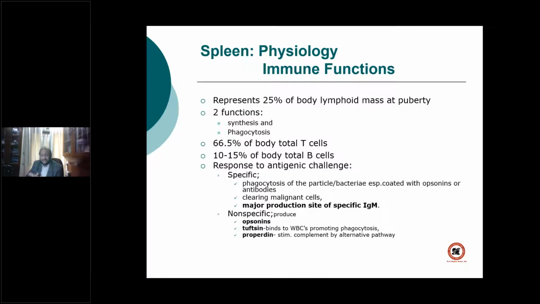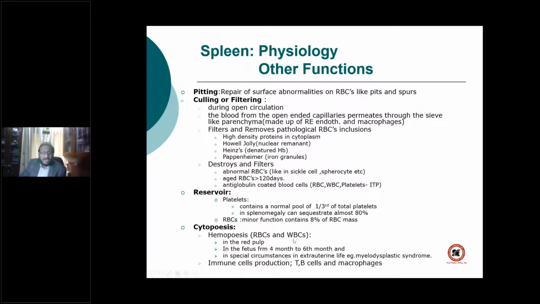Non-specific immune action relates to the production of opsonins, the tuftsin, which binds to WBCs promoting phagocytosis, and the properdin system, which stimulates the complement by the alternate pathway. So this is the immune function. The other functions are, number one, pitting, which refers to repair of the surface abnormality of the RBC, like pits. Now, there are certain deformities in the RBC when the surface is dipped like a pit. So they are being repaired. If there's a spur along with the pit, that will be repaired.